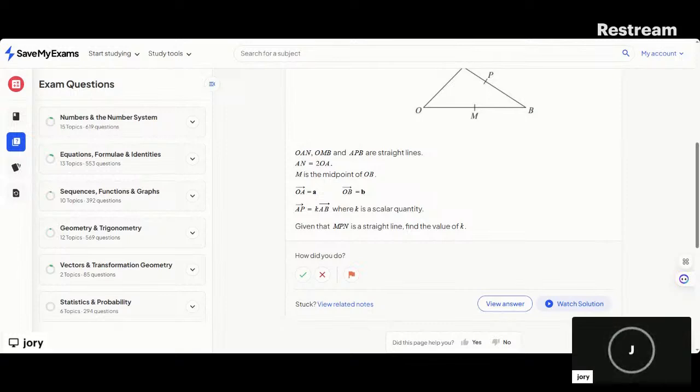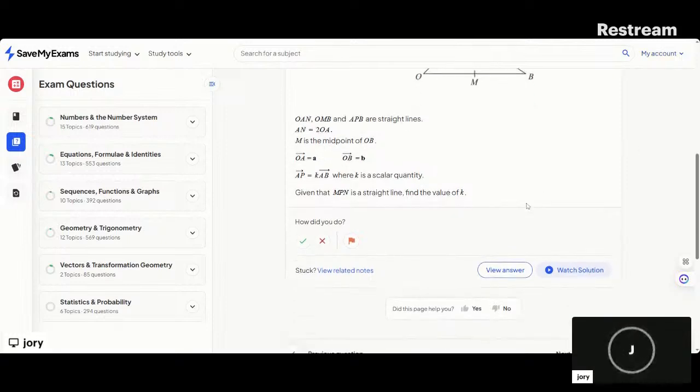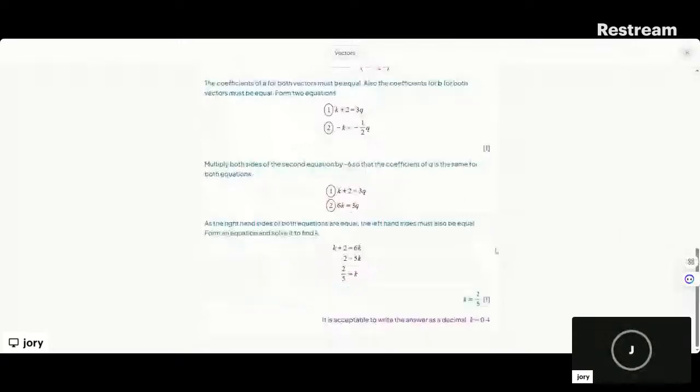Wait, but that's the answer. I want K, not M. And K is half of M. Hold up. Yeah, okay, so M is 2 over 5. 2 over 5 divided by 2 is 1 over 5. That's not the answer. The answer is 2 over 5. And I did something wrong.